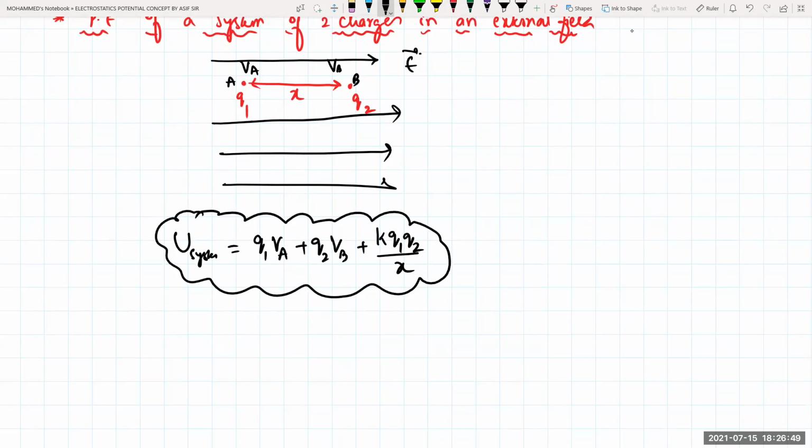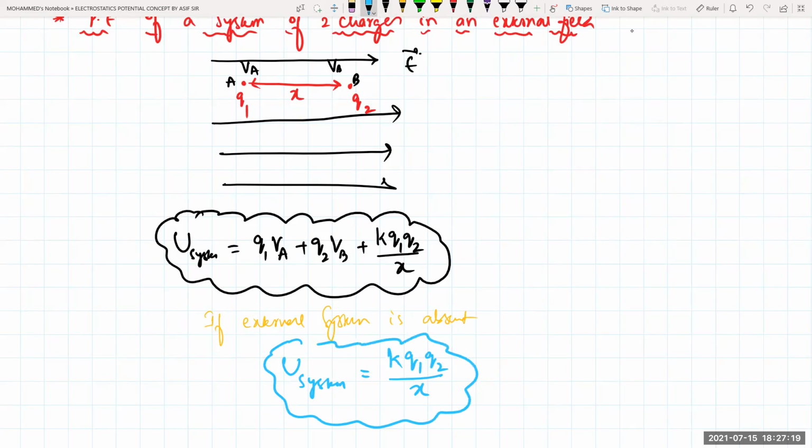When an external field is applied, there is a potential on this Q1 and a potential on this Q2. If the external field is absent, this Q1 into VA and Q2 into VB will become 0. So if the external field is absent, then the potential energy of the system will become K into Q1 into Q2 divided by x. So this will be the potential energy of the system. Is that clear? Any doubt in this one? Very good.